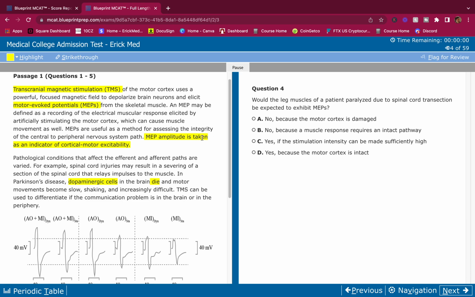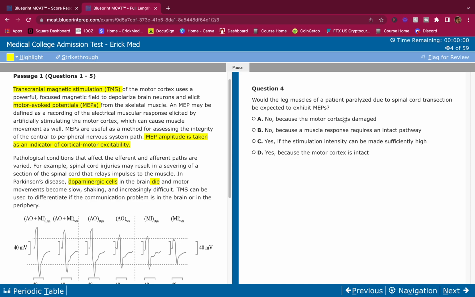See how easy that was? Where's the MCAT hard? Where? Would the leg muscles of a patient paralyzed due to spinal cord transection be expected to exhibit MEPs? Okay, if we have a spinal cord transection here and this patient is paralyzed, remember MEPs is the recording, okay? We're not gonna have MEPs. Think about it. You're literally cutting the spinal cord. Think of like a horizontal slice. Bam, right through the spinal cord. Do you think his legs are gonna move? No, they're not gonna move.